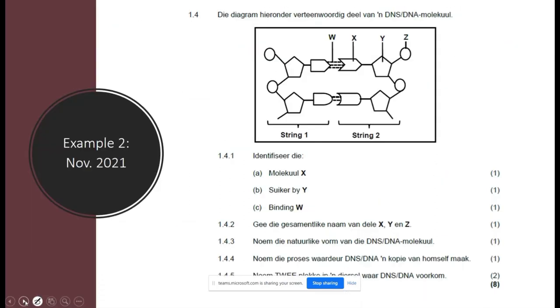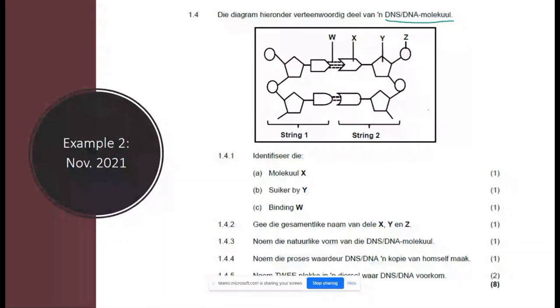I have an Afrikaans question in the English. Okay, I will have to translate as we go along. So the diagram represents a part of a DNA molecule. And there they're telling me this is strand one and this is strand two.